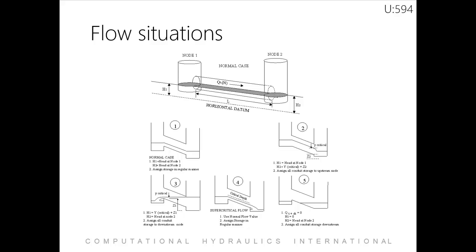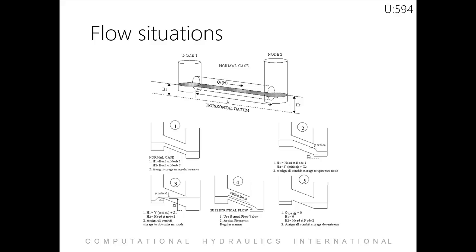When there is a critical depth downstream, as in diagram 2, the lesser of critical or normal depth downstream is used, and all surface area is assigned to the upstream node. In number 3, there is critical depth upstream, and critical depth is used. All surface area is assigned to the downstream node.